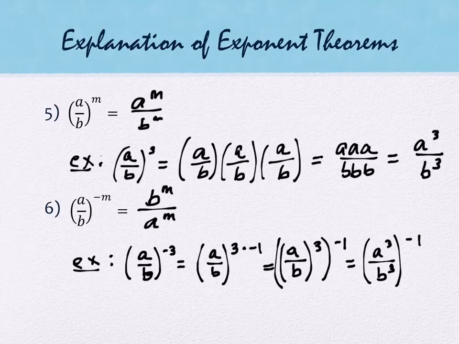And then the negative 1 means multiplicative inverse, or it means reciprocal. So that's where we get to flip it upside down now. So now I have b to the third over a to the third.